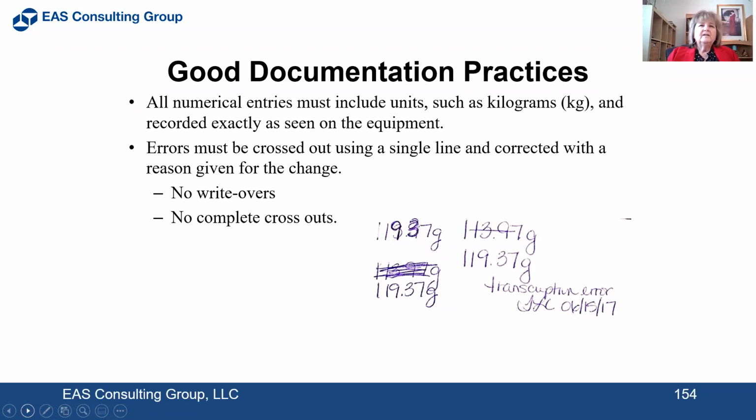To err is human, they expect errors. FDA wouldn't believe a document that looked perfect. So if you write something wrong, it's fine. You just make a single line through it, and you write down what you really meant to write, underneath it, above it, beside it. So in this instance, it says transcription error, and then it has somebody's date and initials on there. So that's the correct way to do that.